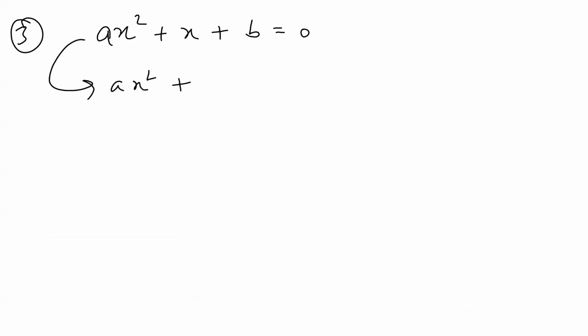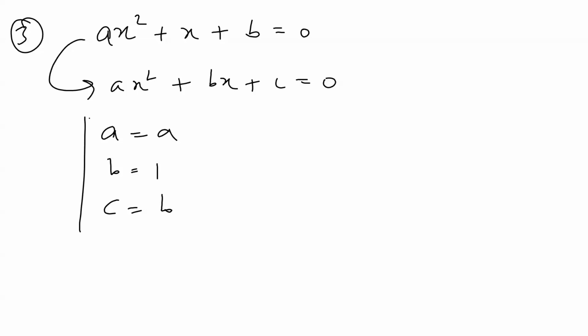Okay, let's go to question number 3. The quadratic equation is ax square plus x plus b equal to 0. Compare this with ax square plus bx plus c equal to 0. So a is a, b is 1, c is b.